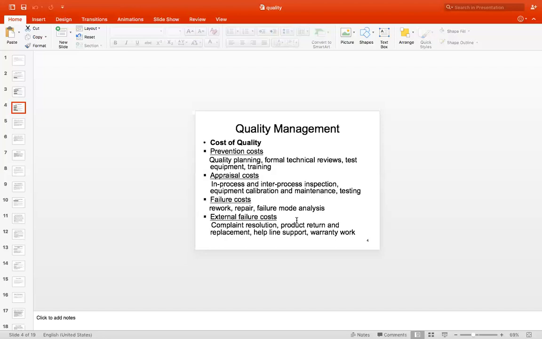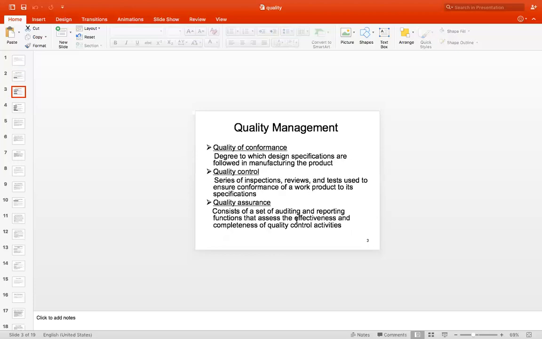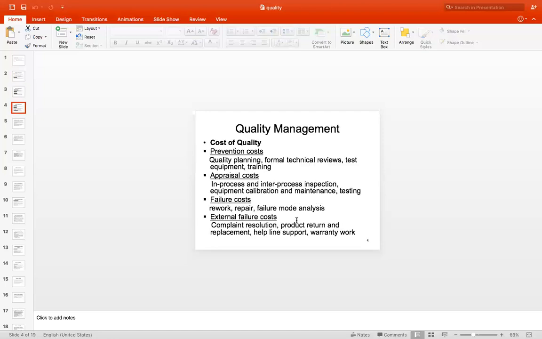Okay. So these are the concepts that come under quality. Okay. Quality concepts, quality of design, quality of conformance, quality control, quality assurance, and cost of quality. So under cost of quality, you again have prevention cost, failure cost, appraisal cost, and external failure cost.